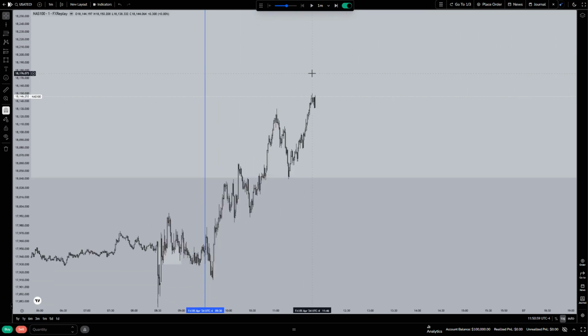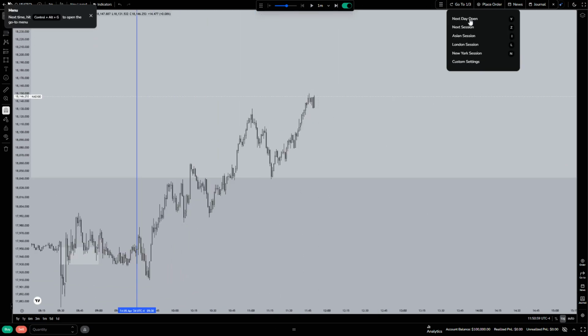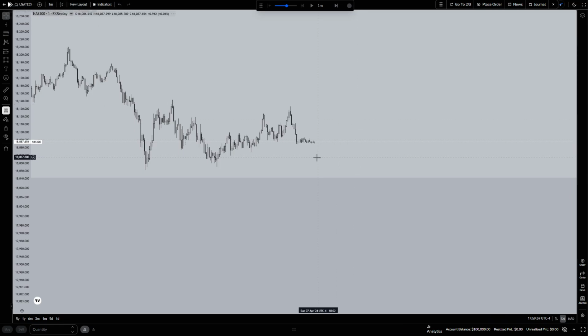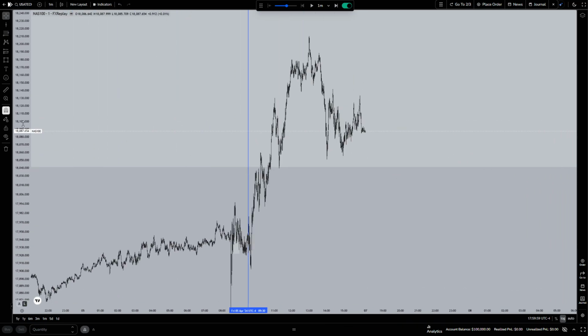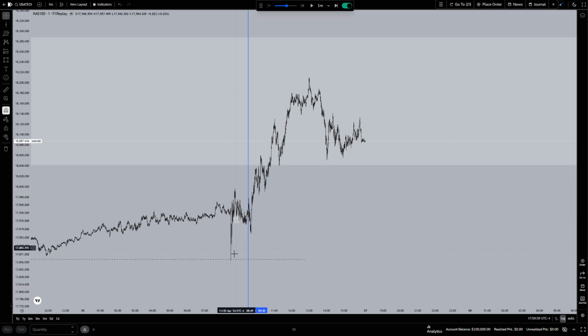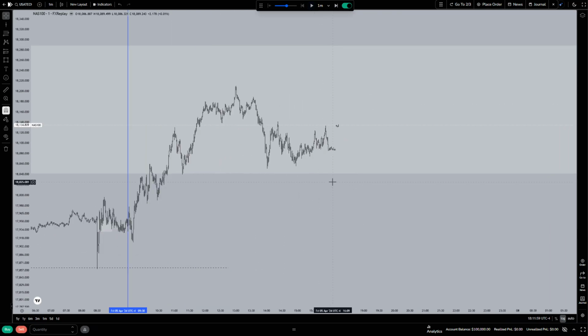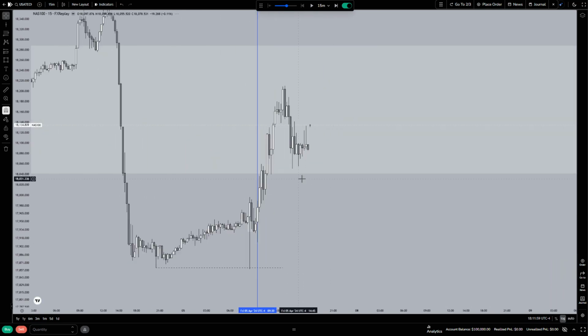Now, moving on to the next day. Let's just skip using this. Go to the next day open. So here we are, and you can see the expansion right after that news sweep down there. It didn't give us the best entry though. So let's go into 50 minutes to monitor price.